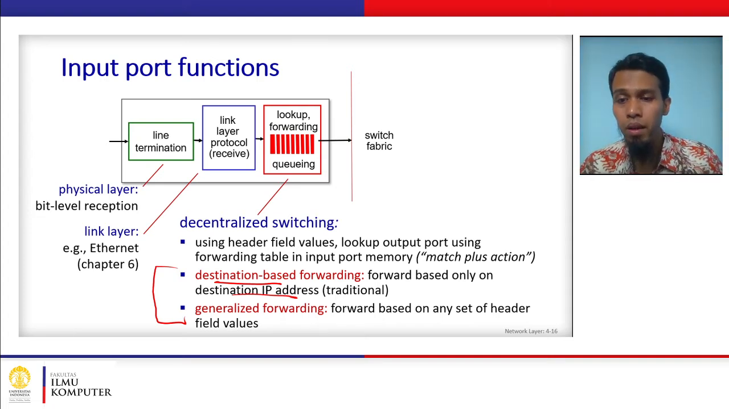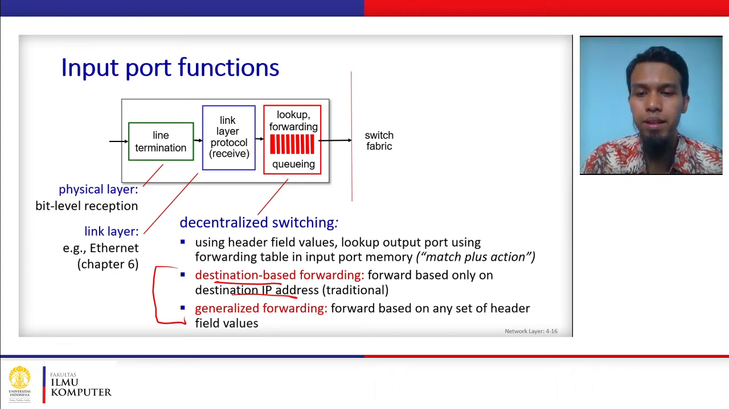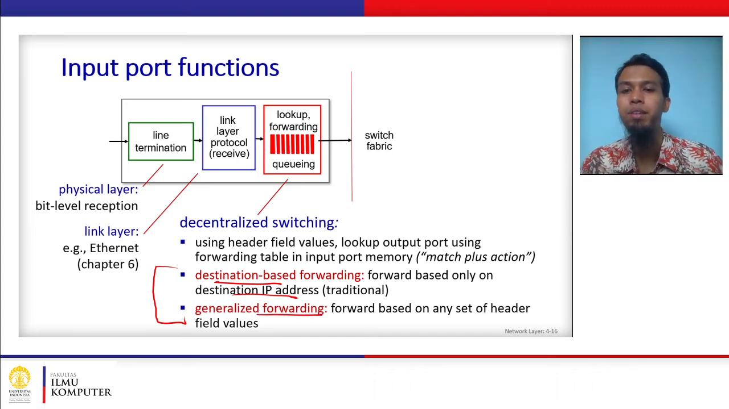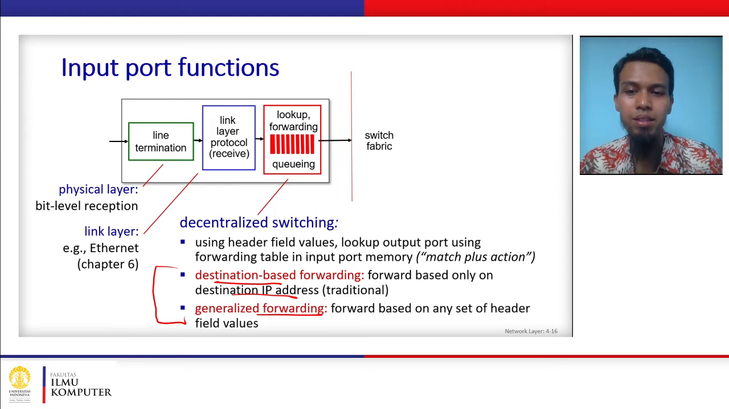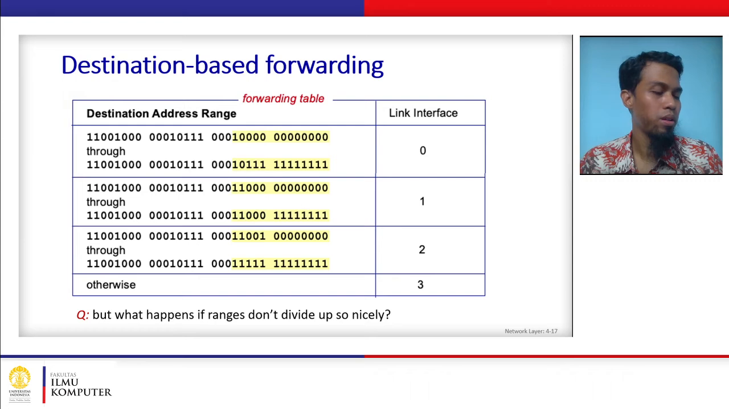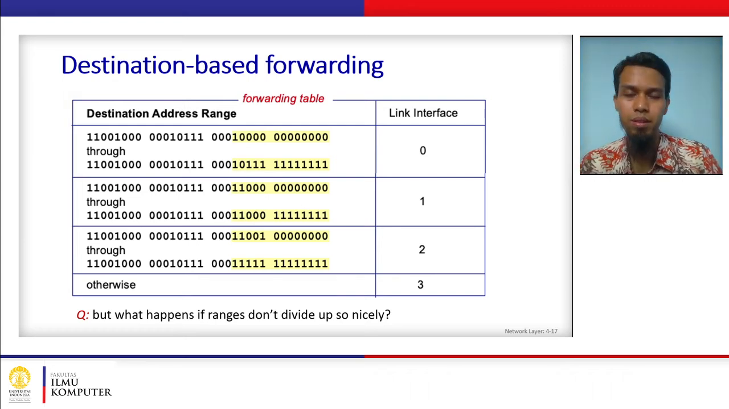The second is generalized forwarding, which can forward based on any set of header field values. It can be a combination of source and destination, or it can add other sub-layers, as we will see with MPLS. I don't know if we'll have time to talk about MPLS, but there are other header fields that can be used in generalized forwarding. All right, so let's talk about destination-based forwarding. This is the most common, traditional way of IP forwarding in the router.